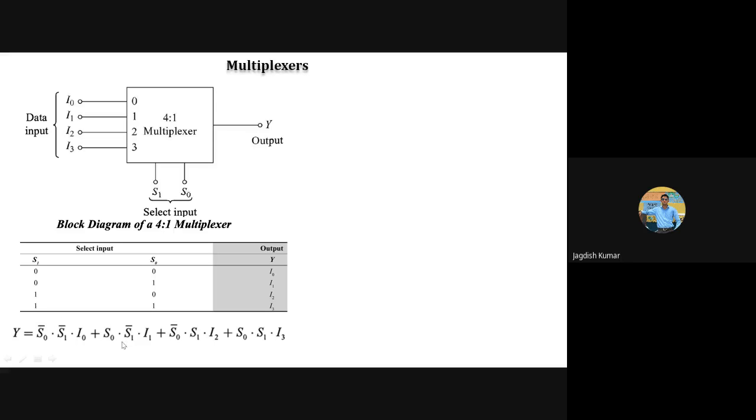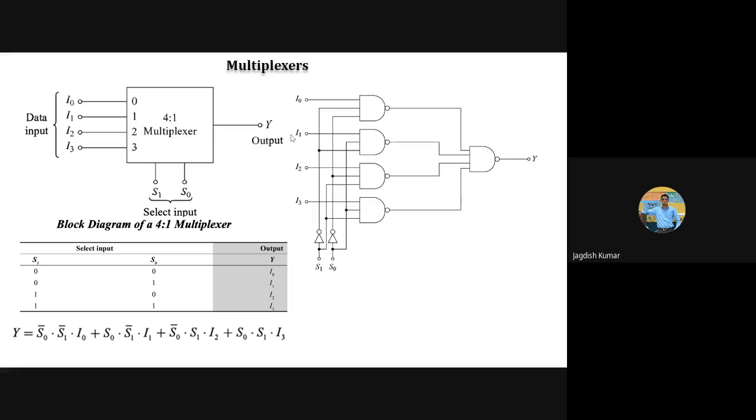So these are acting like selector bits, and this is like the input bit which goes to the output. That's a simple way of looking at the Boolean expression of a 4:1 multiplexer. If you want to look at a circuit, this is the circuit for a 4:1 multiplexer implemented using NAND logic. You can even try it using AND-OR logic.